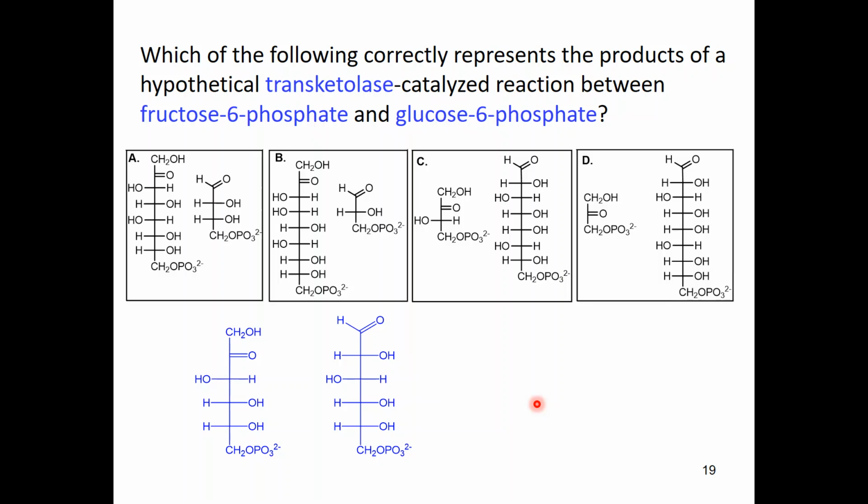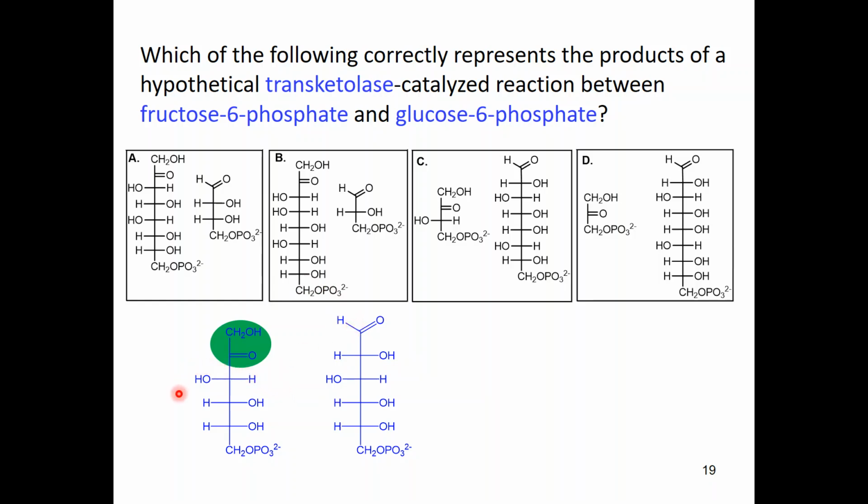Transketolase catalyzes the transfer of two-carbon fragments from a ketose on top of an aldose. So this is our ketose, fructose 6-phosphate. Here are the two top carbons. We are going to cleave this bond, and those two carbons are going to be added to that carbon.